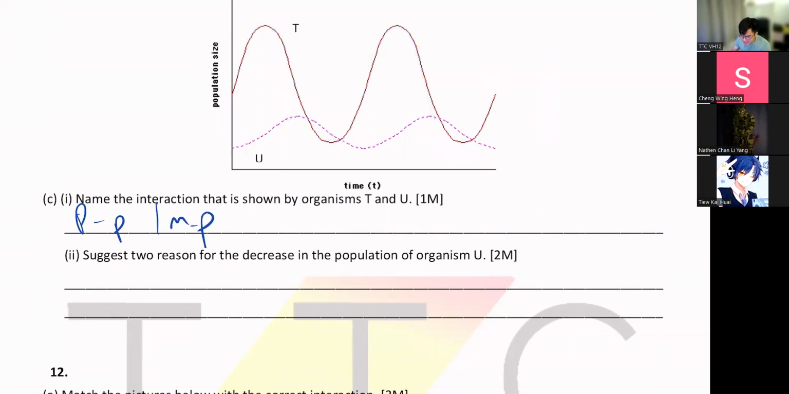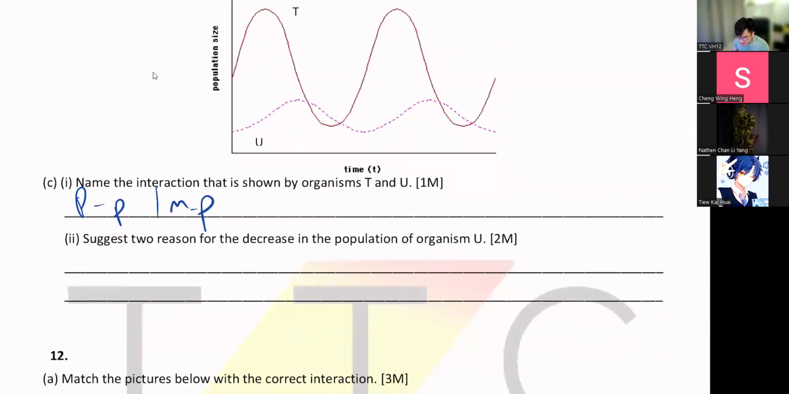Unless like human, human just keeps going up. Because human, we have no diseases, we have plenty of food, we have no predator. So we just breed like crazy. I mean, we are slowing down, but still we're increasing. It's 8 billion right now.